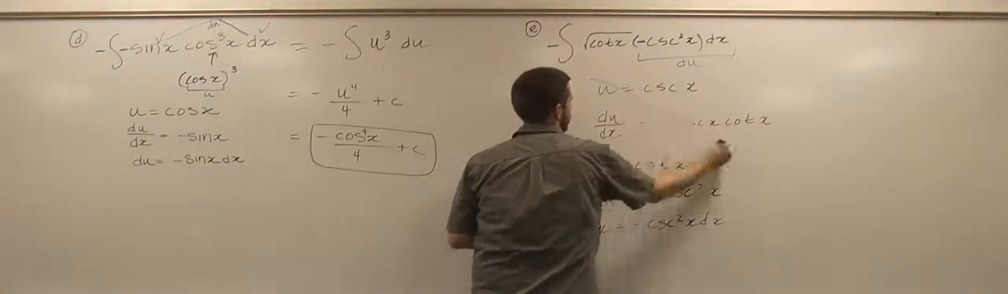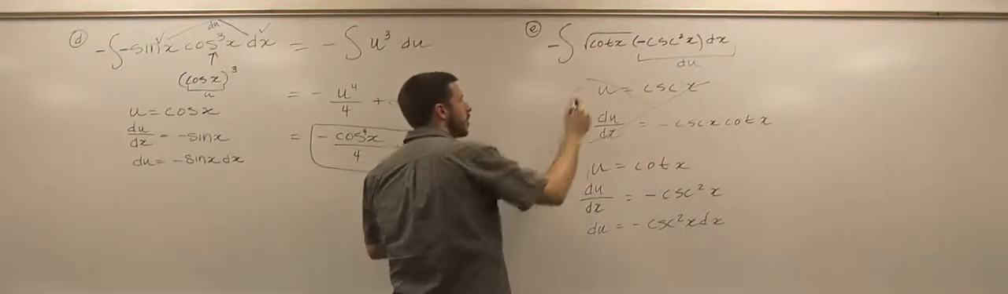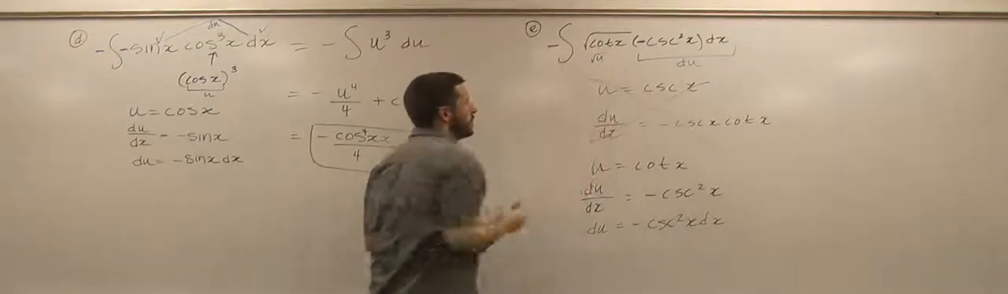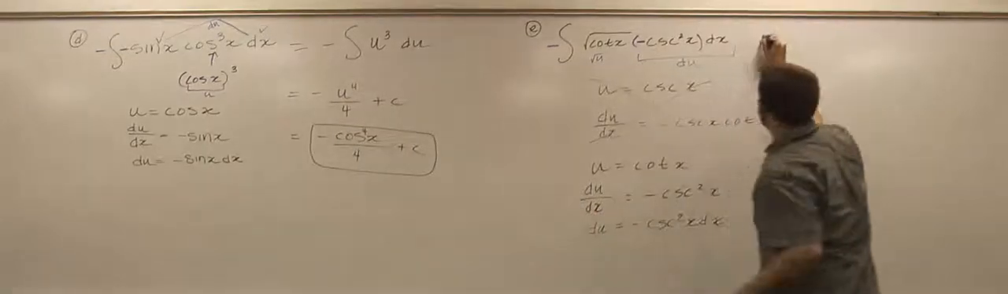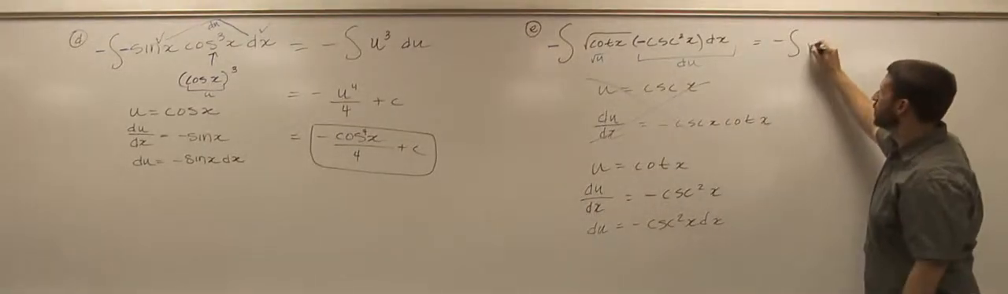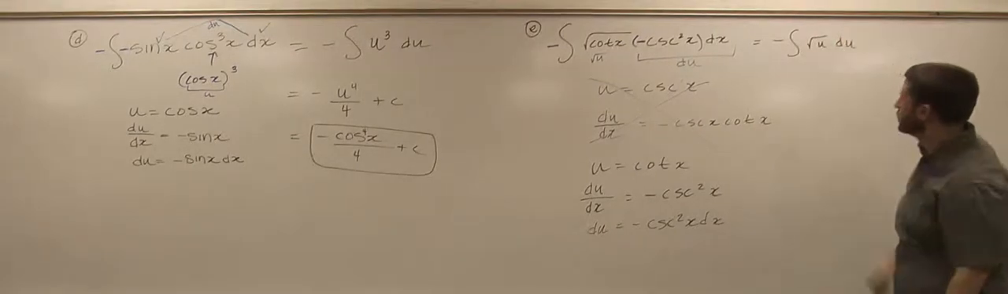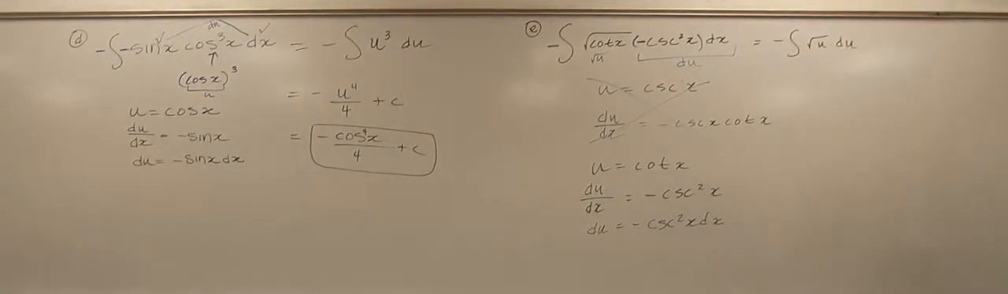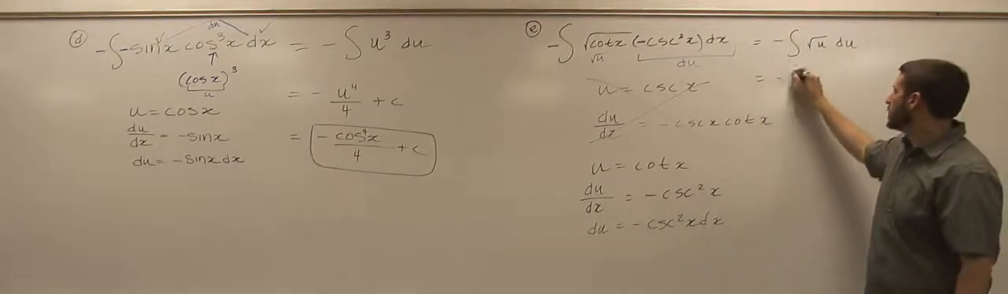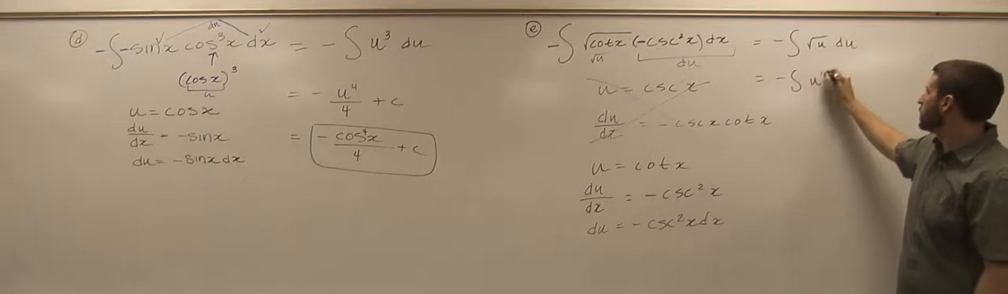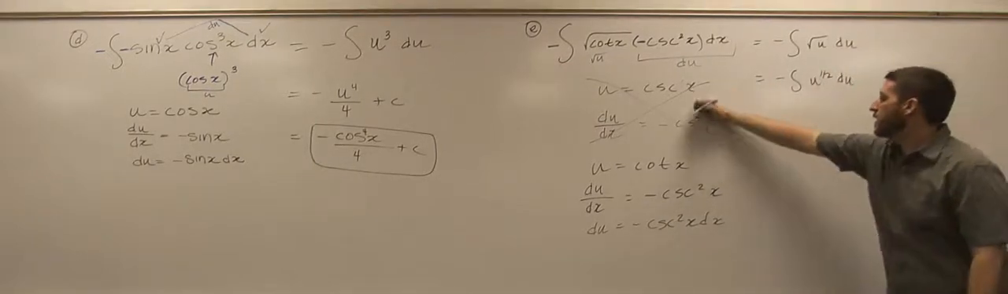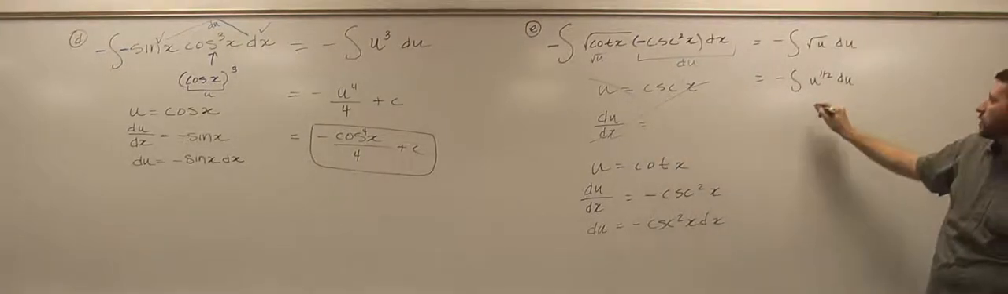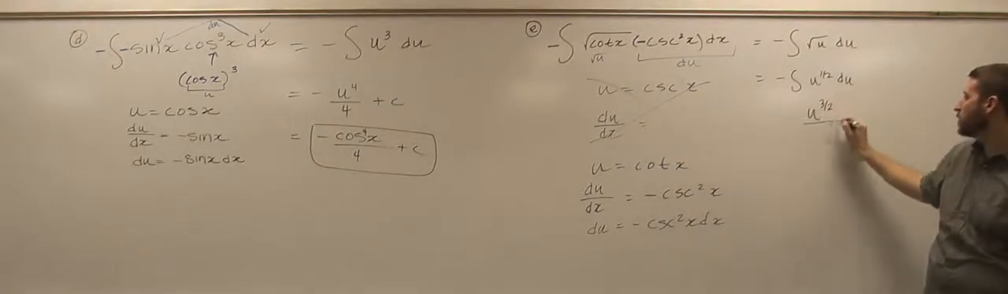We didn't like this one. This one's wrong. So we had u equal cotan x, which means this is root u here. So altogether, when I change my integral, negative integral root u du. And we know to integrate square roots, we like 1/2 powers a little better. And then we know we should add 1 to the power, right? We use our power rule.